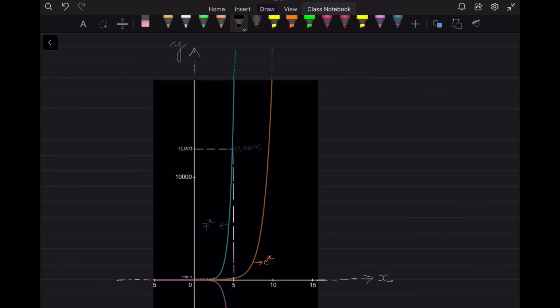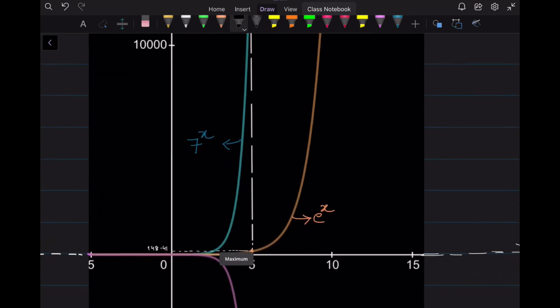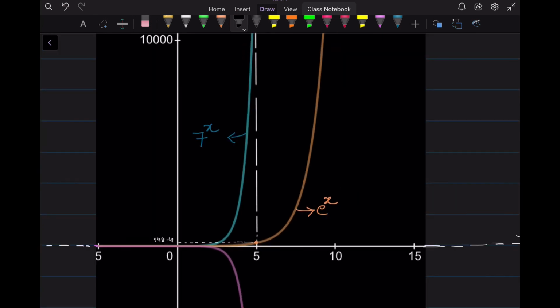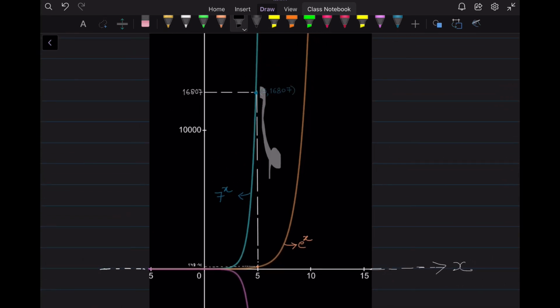You can see that the graph of 7 to the power of x is in the color blue, and this is the graph of e to the power of x. So for instance, let's consider x is equal to 5. So at x is equal to 5, we see that e to the power of x becomes large just by about 148 units. Whereas at x is equal to 5, this function 7 to the power of x becomes large by more than 16,000 units. So as x increases, 7 to the power of x continues to become larger and larger, much faster as compared to e to the power of x.